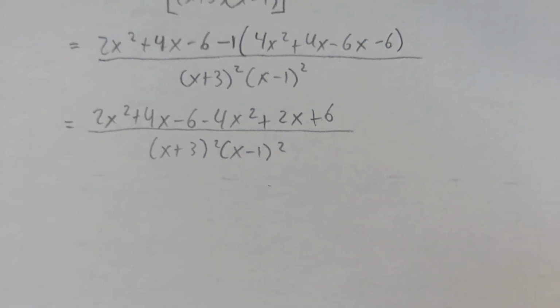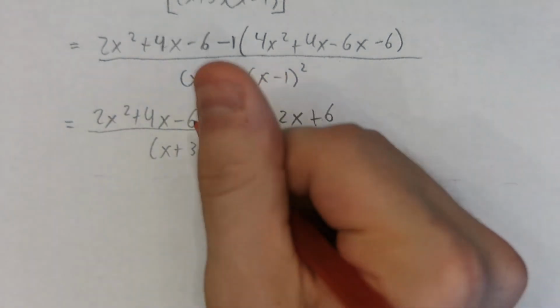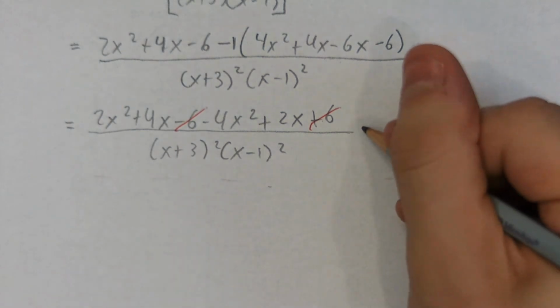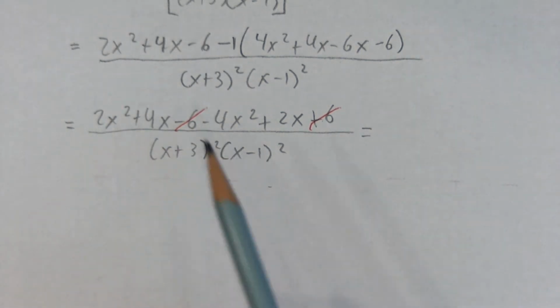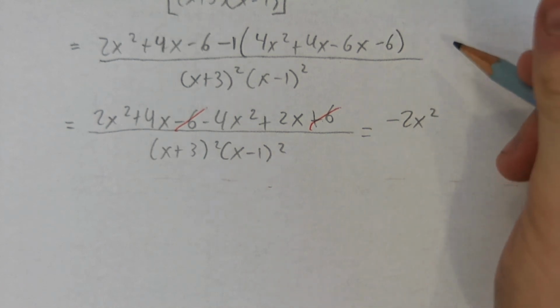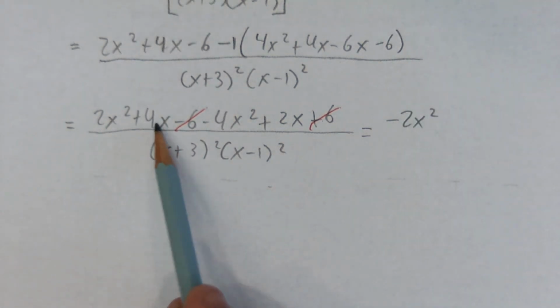Alrighty, so combining like terms, what do we have? Well, negative 6 and positive 6 cancel each other, and these two combine to negative 2x squared, and these two make 6x.